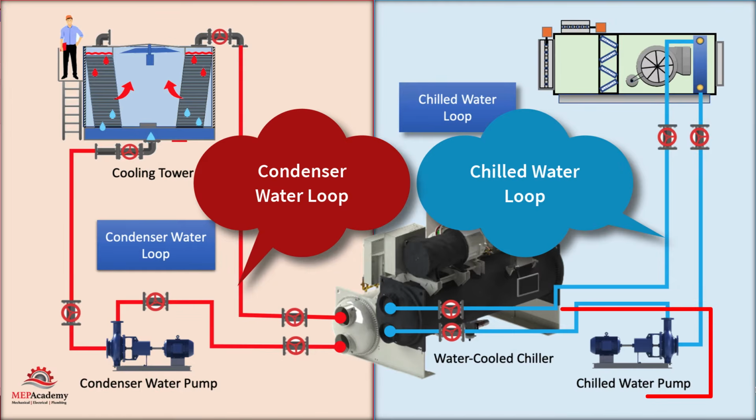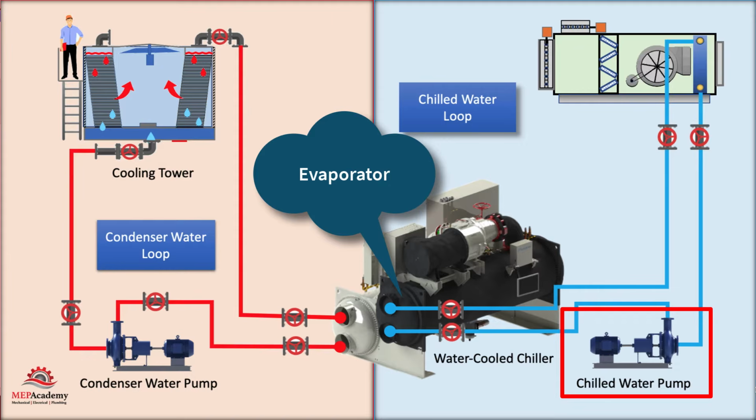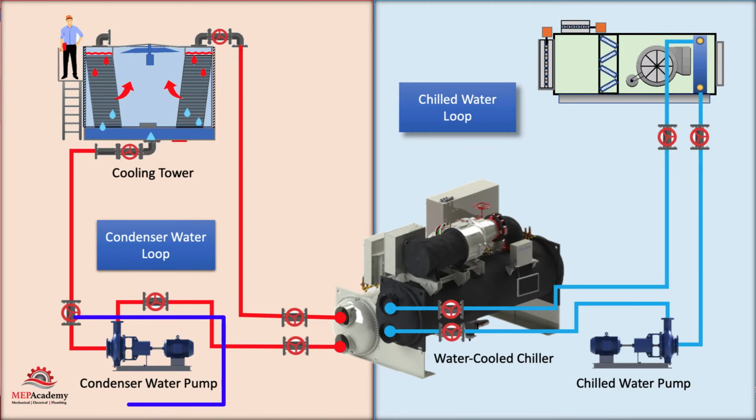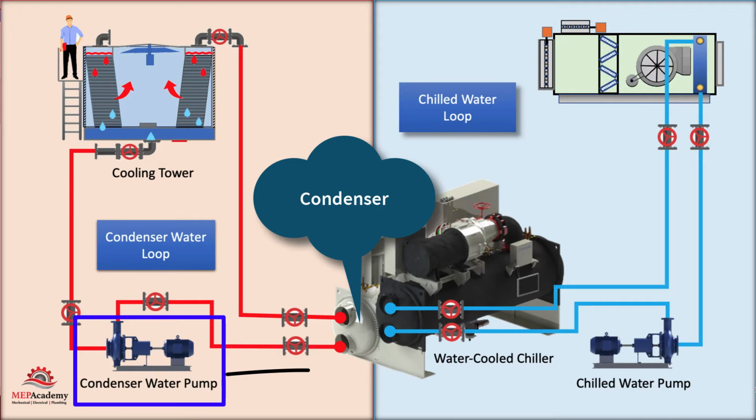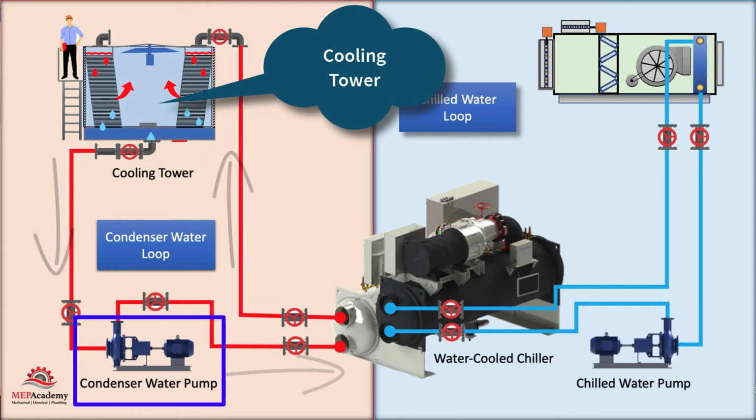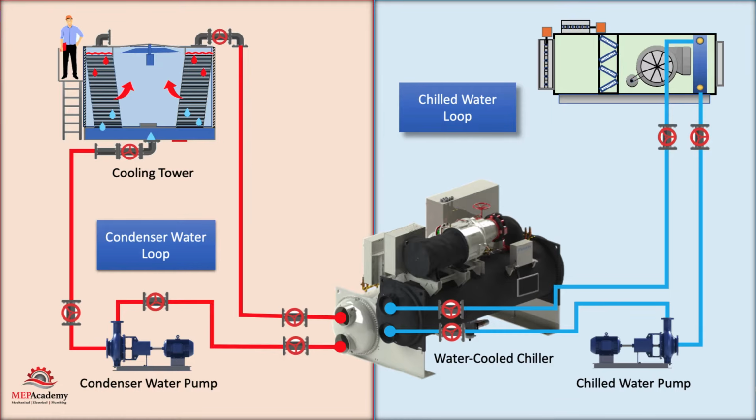The chilled water pumps circulate water from the chiller's evaporator to the air handler through piping. This comprises the chilled water loop. Then there is the condenser water pump that circulates water from the chiller's condenser to the cooling tower. This comprises the condenser water loop. These make up the two main water loops found in a water-cooled chiller plant.